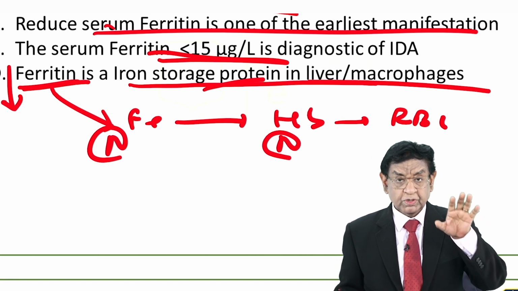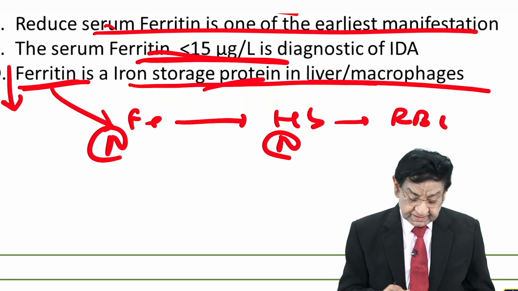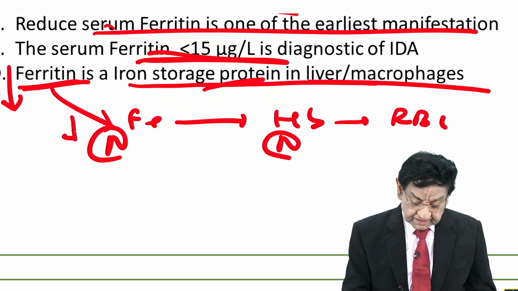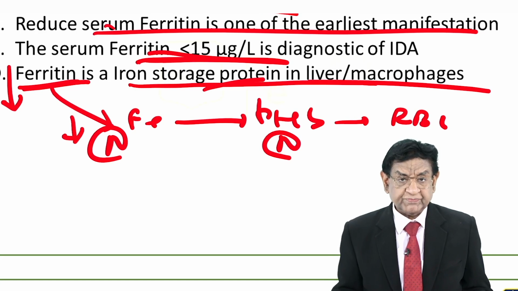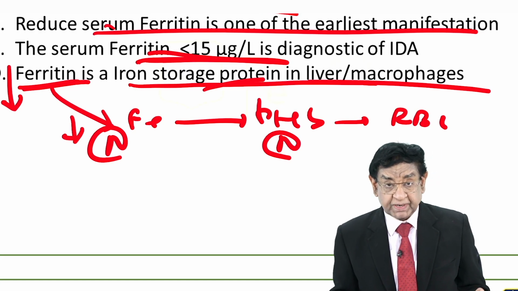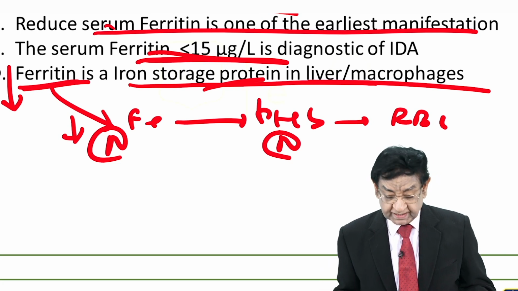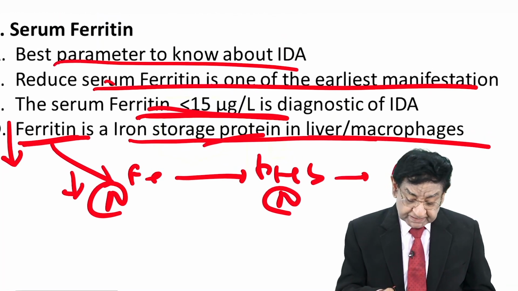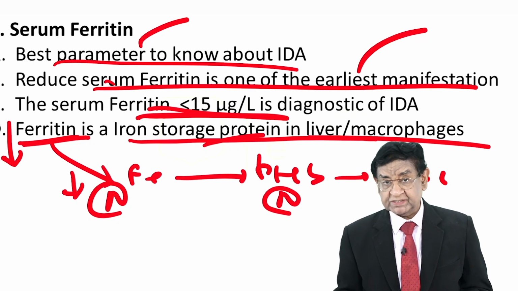Once the ferritin level has gone to a critically low level of 15, then free iron and Hb level will go down. That means the fall of free serum iron in the blood or Hb level occurs much later. That's why I told you the earliest parameter to look at is the reduction in serum ferritin level.